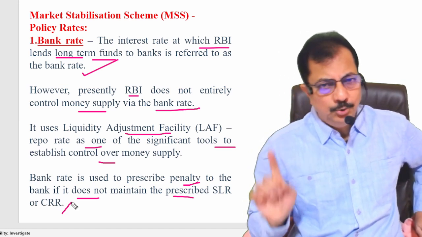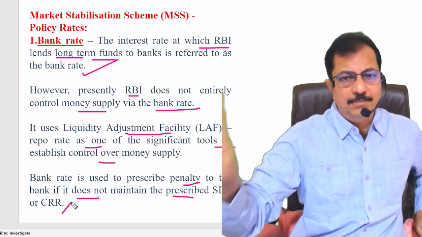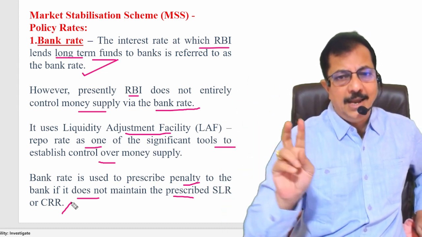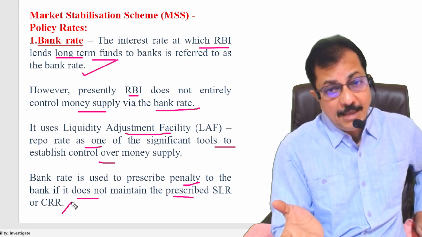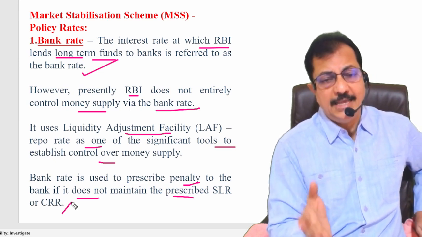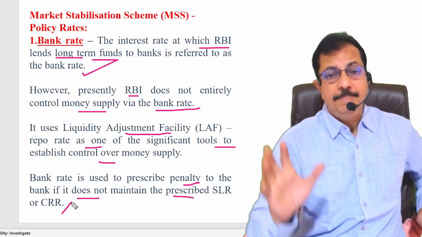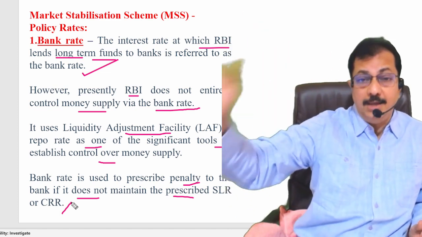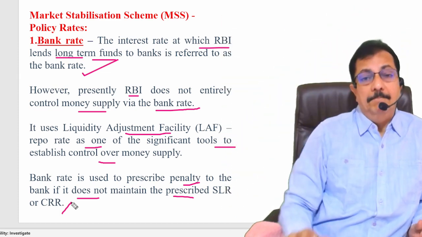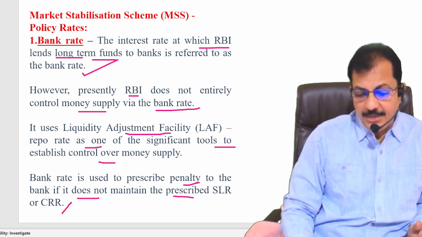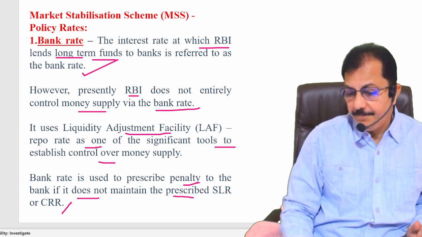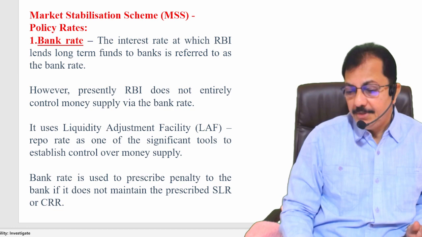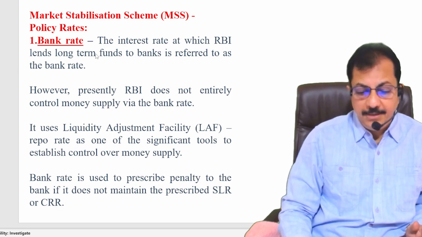Am I clear? Two purposes. One is for long-term lending, and the second one is the gaps in CRR and SLR. Whatever the gap is, that will be treated as a loan, and on that you have to pay the bank rate. Clear? Very, very important one. And currently the bank rate is 6.75%.